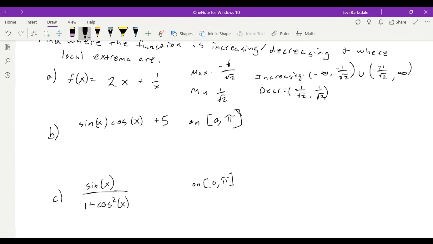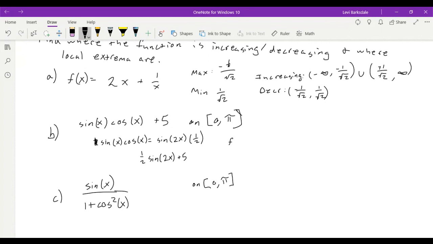The second one, I think will actually work out because it's pretty simple and straightforward if you just use a trig identity from the start. The identity I'm going to use is that 2 sine of x cosine of x is equal to the sine of 2x. In this case, we've just got a sine x cosine x and not a 2 sine cosine. So I'm going to multiply both sides by 1/2. So our function is actually 1/2 sine 2x plus 5.